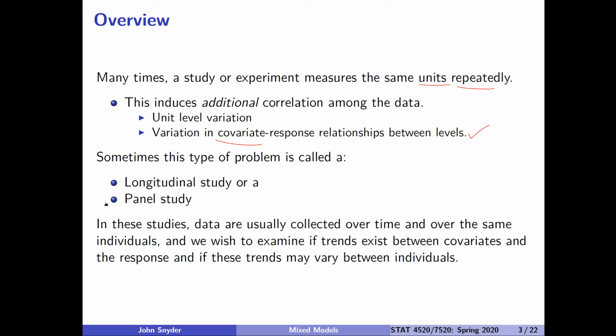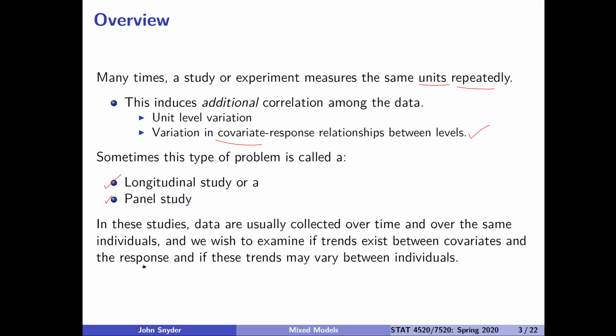Sometimes these studies are called panel studies, and I'm going to have an example of a data set that's a panel data set. But folks will also call it a longitudinal study. But the point overall is that we're collecting data over time on the same units of measure, and we want to see if the trends exist. And then as we usually do, we're going to be trying to link covariates to the response, seeing if there are relationships there, and then possibly, as I mentioned a moment ago, the relationships between covariate and response may change depending on which unit we're considering.